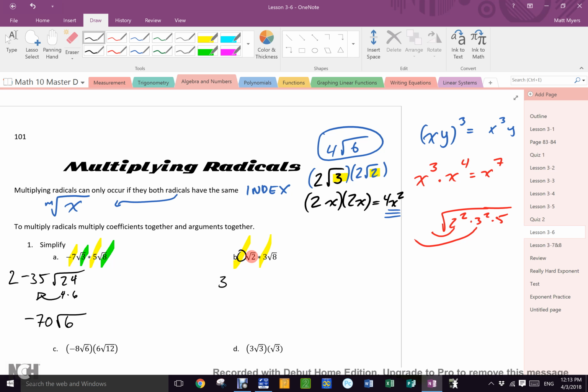Why? Doesn't 16 have a square root? What is it? 4. So what comes out? 4. What's already there? 3. What's 4 times 3? 12. Did I leave anything under there? No. So there's my answer. Any problems? Pretty easy, right? Just like 2x times 2x.